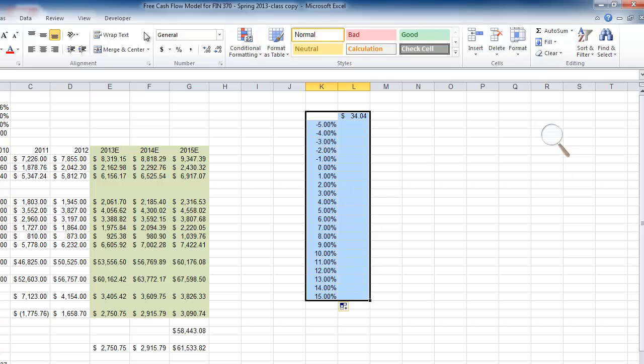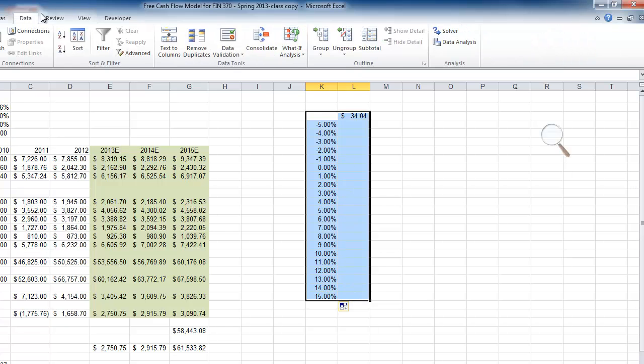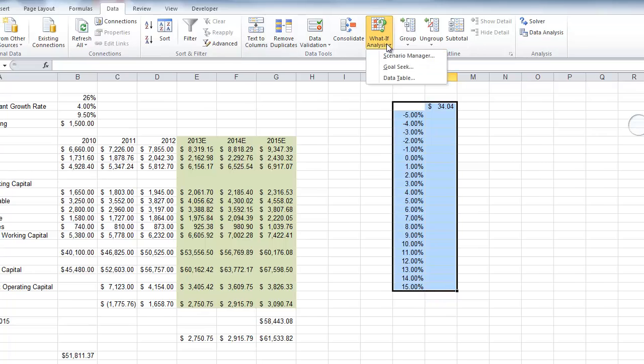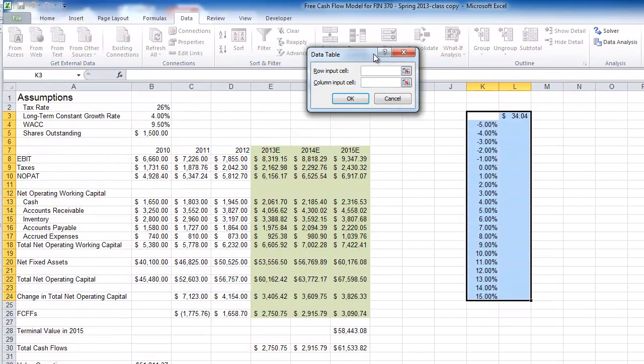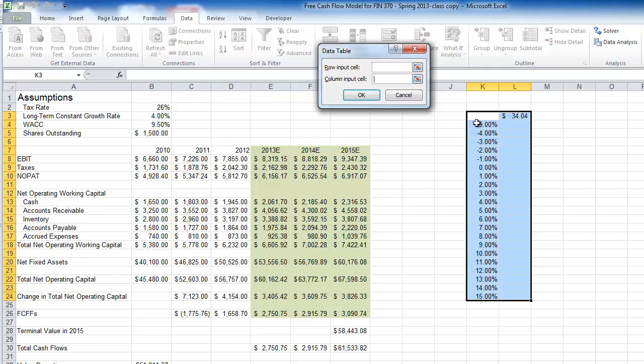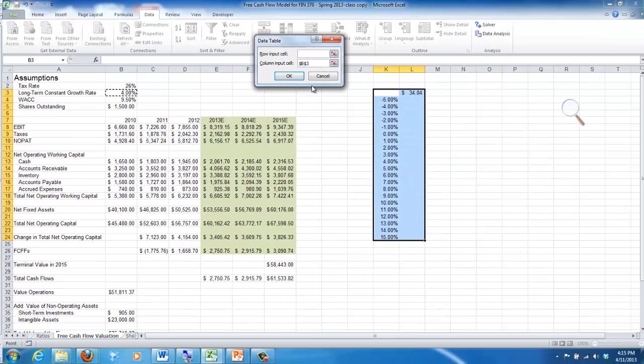So I highlight that and I go to Data, What If Analysis, Data Table, and I'm going to use the column input cell. You can have a one-way data table, and that's what we have here. We just have a single column and a single variable that we're changing. In that case, we're looking at the column, so we're going to use the column input cell. And the column input cell is actually going to be the number over here that we want to change. So I want to change the long-term growth rate.